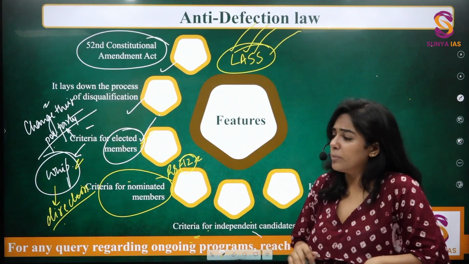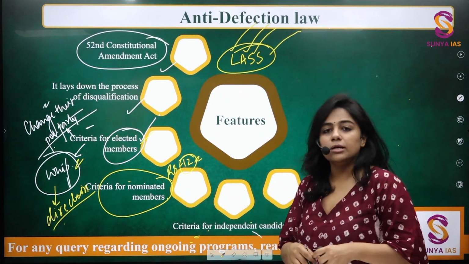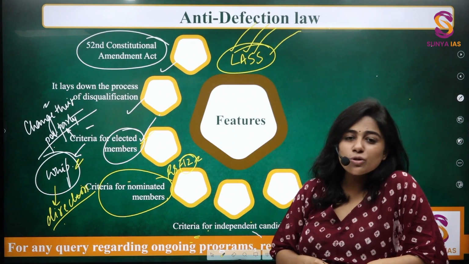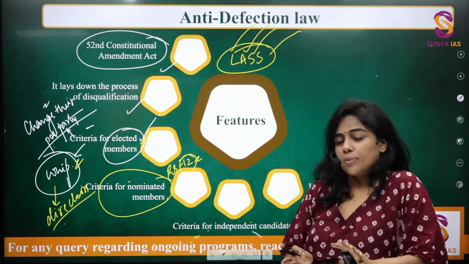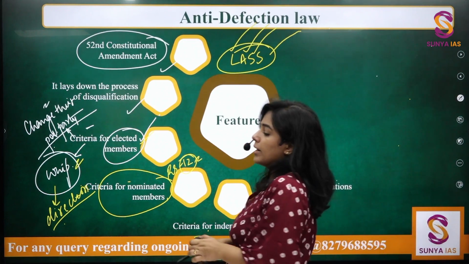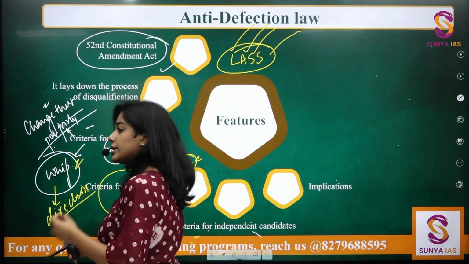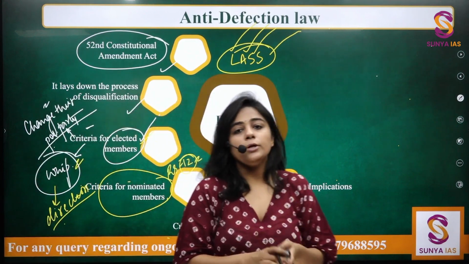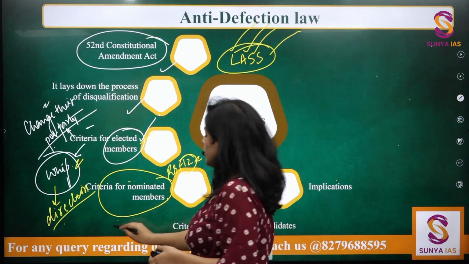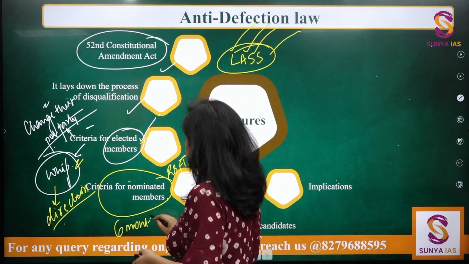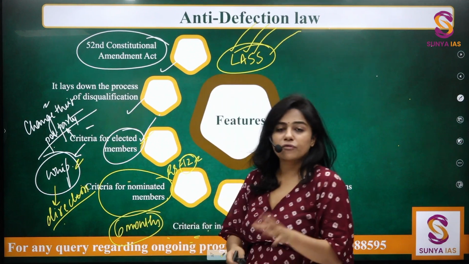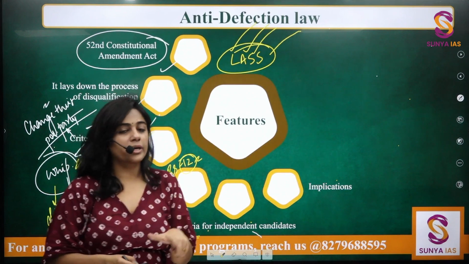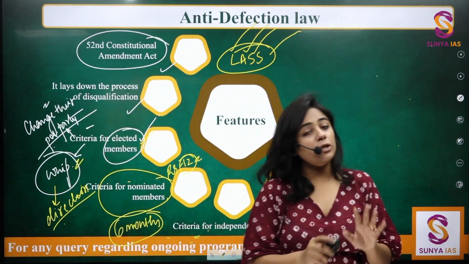But anyhow, the nominated members in Rajya Sabha, are they allowed to join a political party? Yes or no? They are. They are allowed to join a political party. So let's say someone has been nominated and they are now part of the Rajya Sabha and they want to join a political party. They are going to get 6 months to decide if they want to join a political party. If within 6 months they join this party, it's all fine. They will not be disqualified.